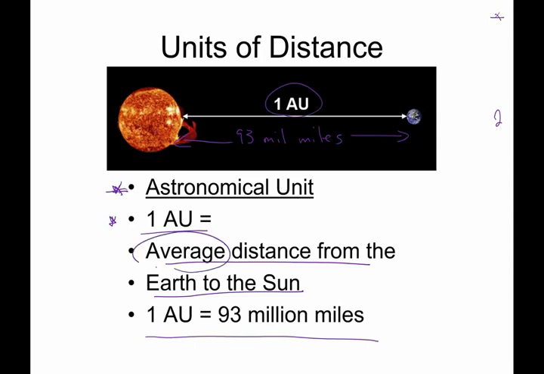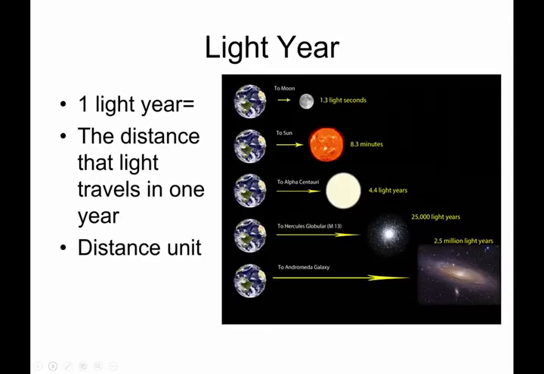Now, why does this say average distance from the Earth to the Sun? Well, as the Earth revolves around the Sun, our orbit is not perfectly circular. There are times that this distance is a little bit smaller, and there are times when this distance is a little bit larger. Not a lot smaller or larger. The Earth's orbit is actually close to being a circle around the Sun, but not exactly. And this slight change in distance is why we have to say average, because the Earth does get a little closer and further in its orbit.